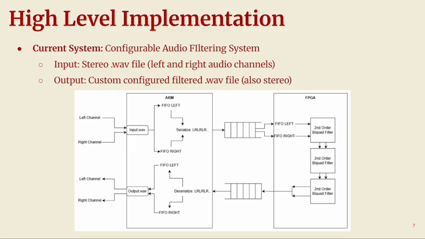We start with a stereo WAV file with left and right channels. The ARM processor handles all the file I/O and uses FIFOs to stream samples out to the FPGA. It serializes the samples into an interleaved stream so the FPGA sees them in the order LR, LR, and so on. On the FPGA side, each channel is separated again into its own FIFO and is passed through a cascade of biquad filters. After filtering, the FPGA streams the processed left and right samples back to the ARM CPU. The ARM separates the stream back into two channels and rebuilds the stereo audio file.